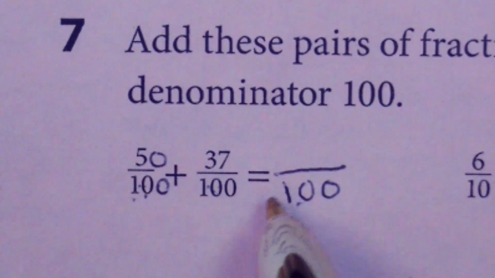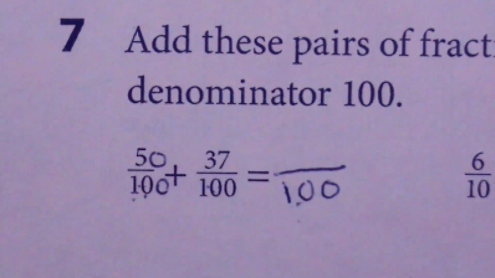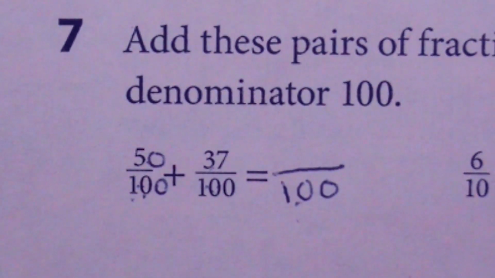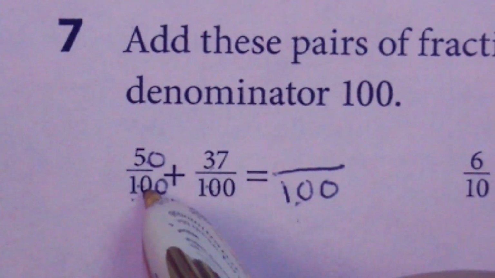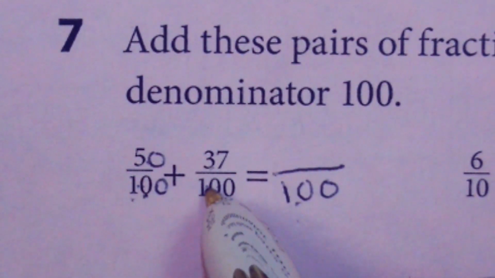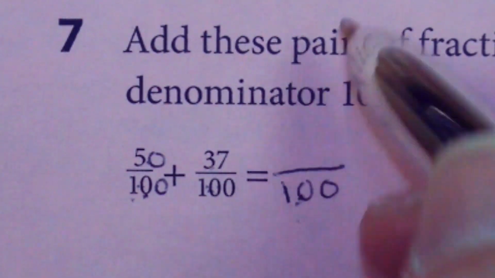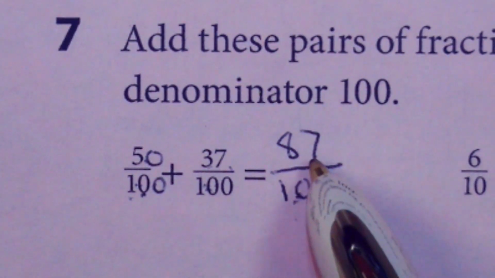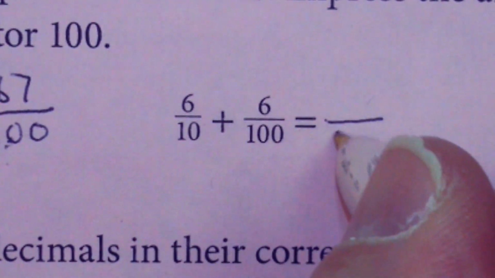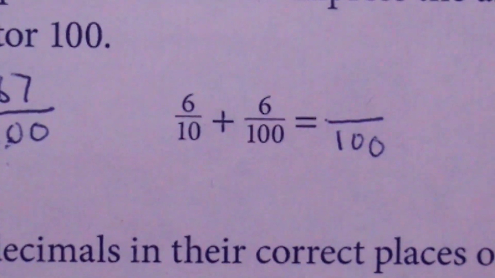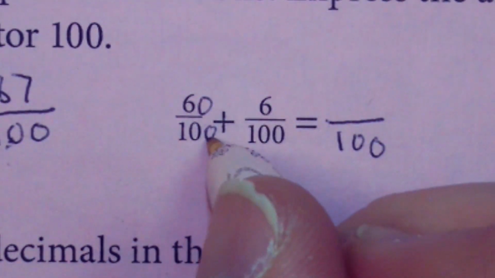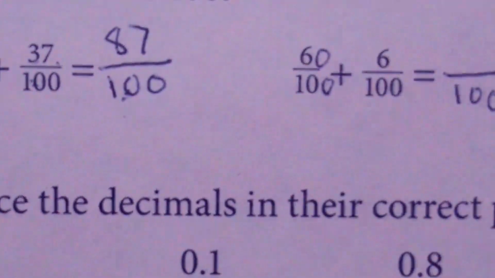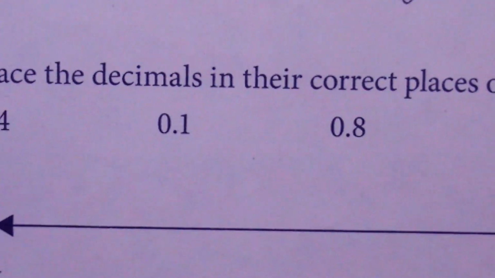You can't add those to get 200 because the hundredth refers to how big the pieces are. The numerator refers to how many of those pieces we have. So I have 50 pieces that are this big and 37 pieces that are this big. How many pieces do I have that are this big? 87 of them, because I add 50 plus 37. You're going to use this strategy for all of them, trying to make sure that you have hundredths as the denominator. So make sure you're using our strategy of converting tenths into hundredths by adding a 0 to the numerator and the denominator. Okay? Pause this video and work on those, please.